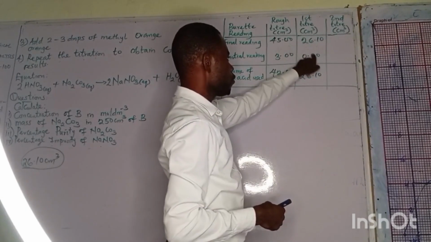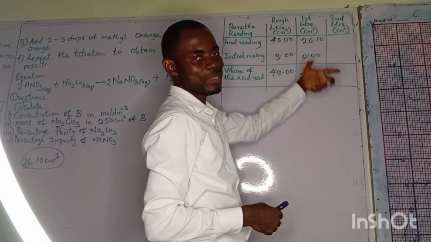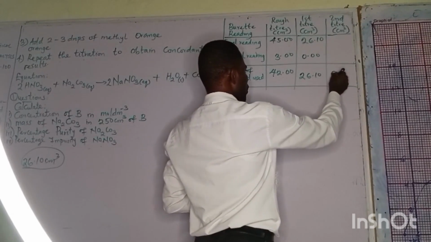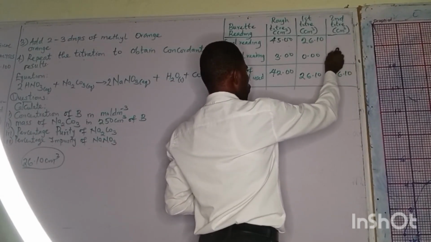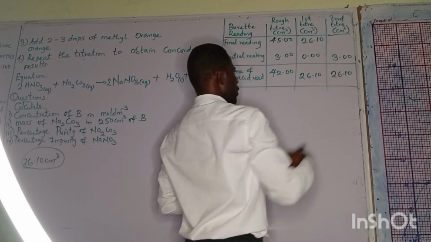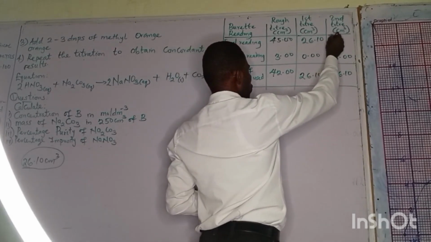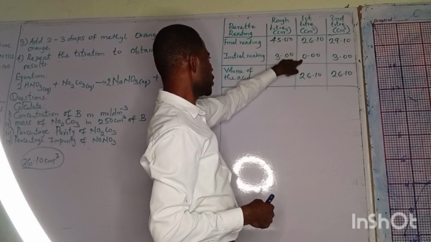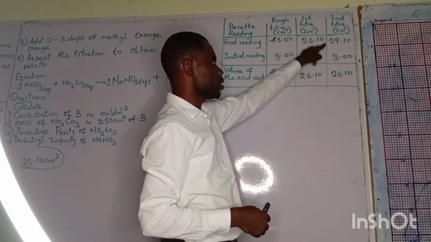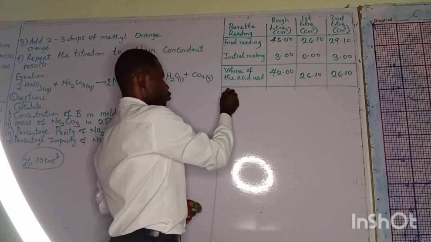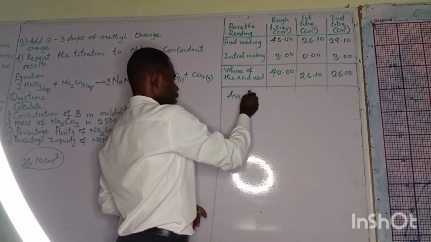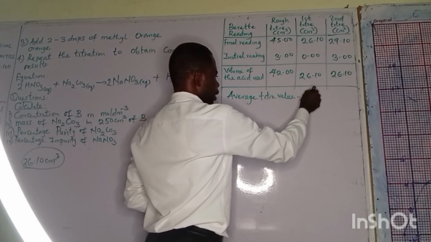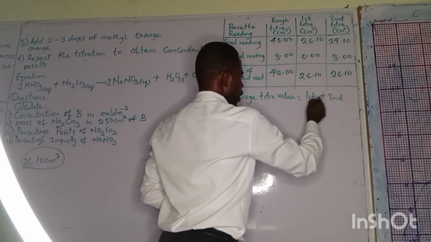For the second theta, remember my burette is 50 centimeter cube. Definitely, I can't make this one my initial. I need to refill. In that situation, and I still want to maintain 26.10, maybe I use 3.00 as my initial. In that situation, I'll be having 29.10. So with this, if you subtract my initial from final, I'll get the same 26.1. So without wasting time, I'll go to my average theta value, which is first theta plus second theta, everything over 2.